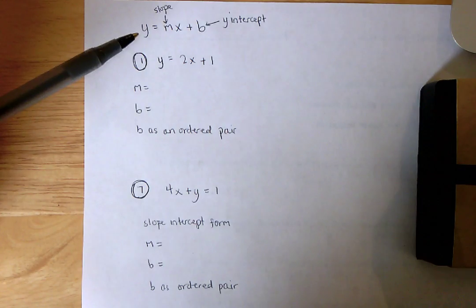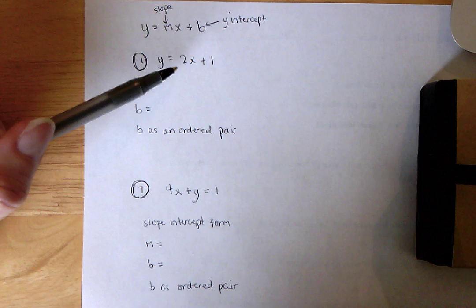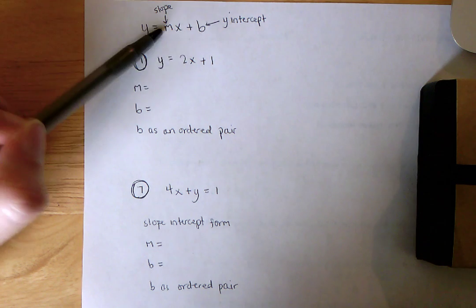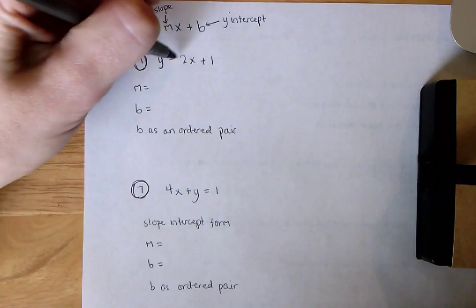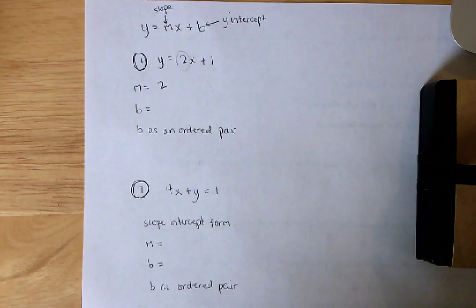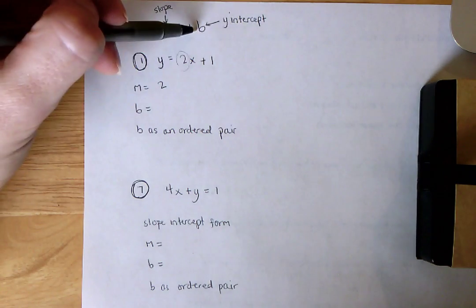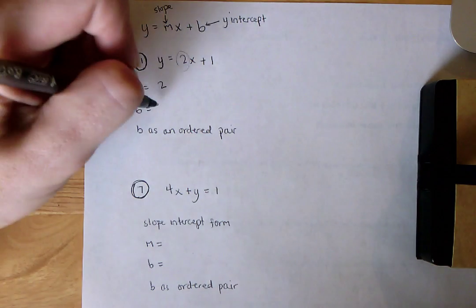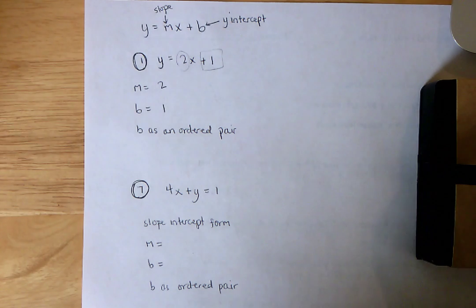Now, they're a little tricky. Sometimes they'll maybe move them around a little bit. So make sure you're looking at the number in front of x. That's your slope. So in this case, the number out in front of x is 2. So m equals 2. Okay? And the number that's being added is the y-intercept. So for that one, the y-intercept is 1.